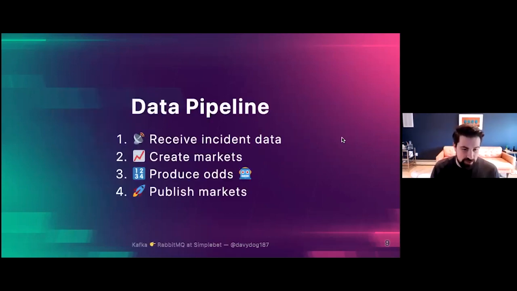So in order to offer a product like this, we have a data pipeline that things need to move through. So the first thing that needs to happen is we need to receive data about what's happening in the game. Once we have that data, we can then create the relevant markets. Okay, in football, there is a drive that's about to start, so we'll create that market. We need to then run it through our machine learning models and produce odds. And then finally, we need to publish those markets. And the publishing of the markets is the thing that I want to focus on today. Because that's probably the most important piece. It's the interface to our customers and to our other internal systems that are ultimately going to use the data and the probabilities to offer interesting end user products.